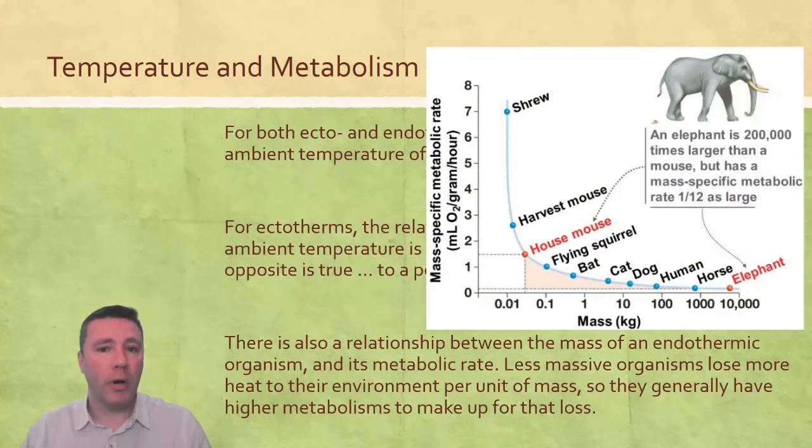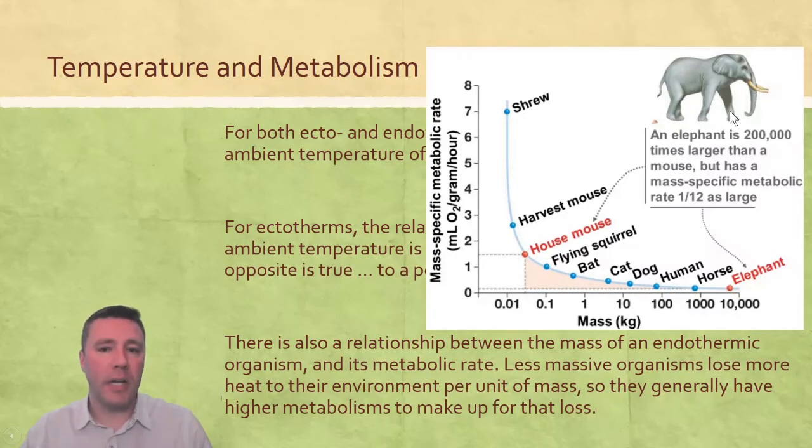More massive organisms tend to have lower metabolic rates. Less massive organisms tend to have higher metabolic rates. Now, the reason why this is true is because a smaller organism, like a mouse, is going to be losing more heat to its environment per unit of mass than a large organism will.